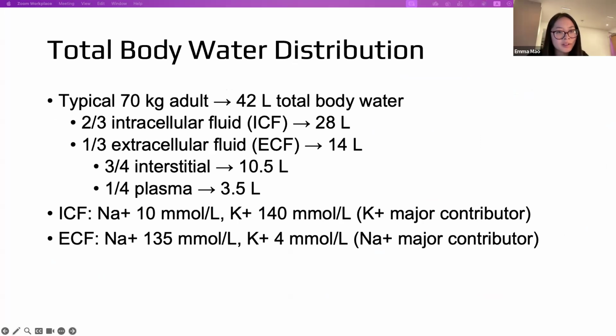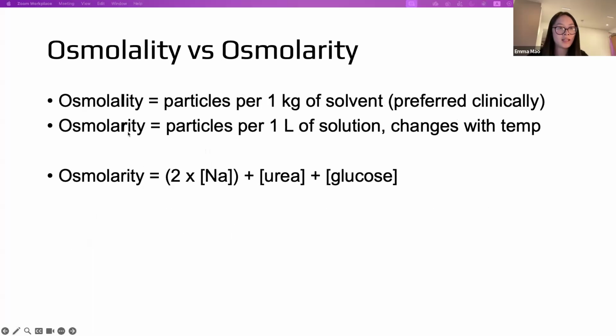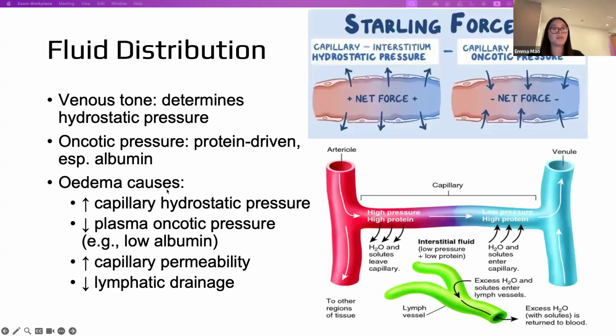Yes, you probably have covered all of this in undergrad, so hopefully this is clear. Osmolality is particles per 1 kilogram of solvent, and osmolarity is particles per 1 liter of solution. Osmolality is often used, but osmolarity is calculated by 2 times the concentration of sodium plus urea plus glucose. Yep. And then we have fluid distribution.